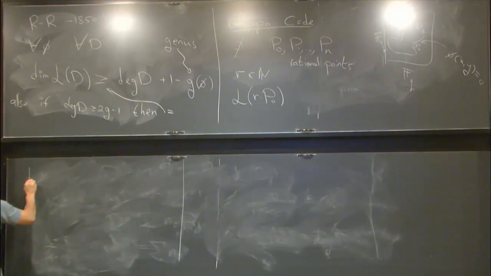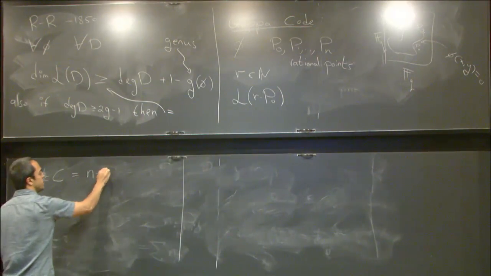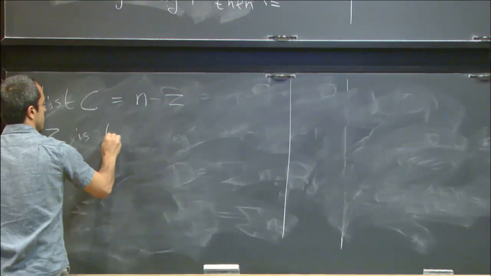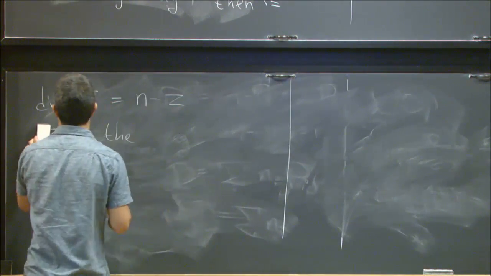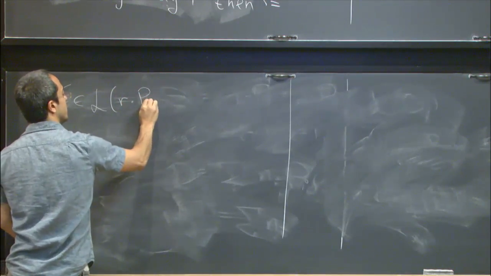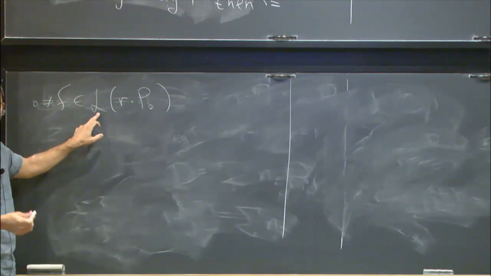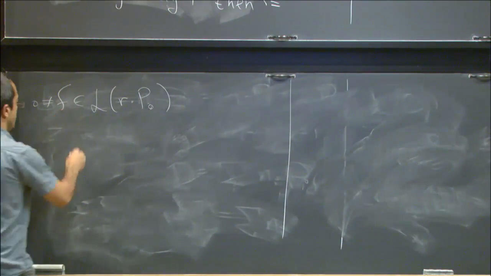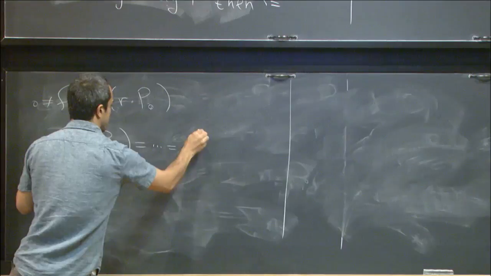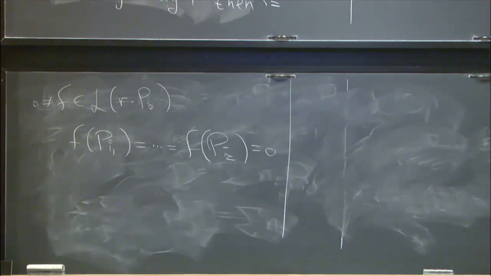So what's the distance of the code? It's easier to talk about the number of zeros, n minus z, where z is the number of zeros. z could be different for different functions. So take some non-zero function in this Riemann-Roch space, and I want to ask how many zeros it has. I want to bound from below the number of zeros. So let's say it has z zeros, and these are exactly the zeros of that function, at some z places, z points.